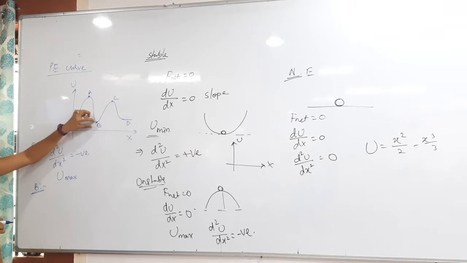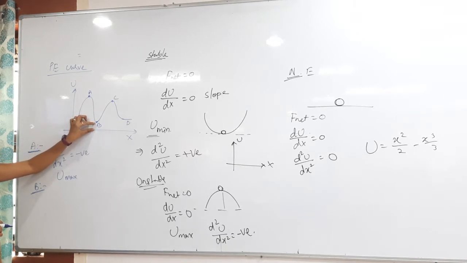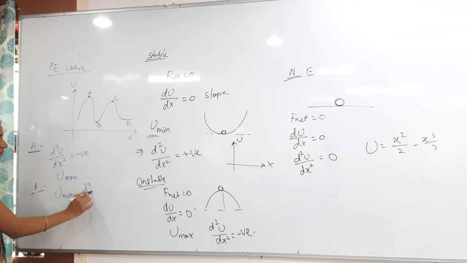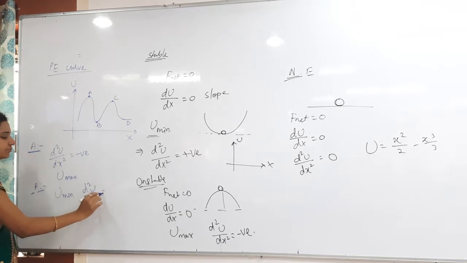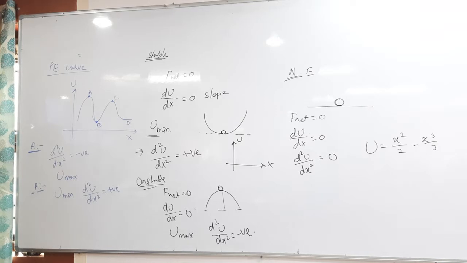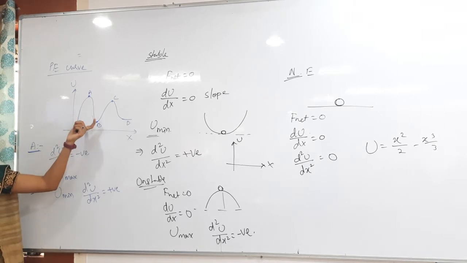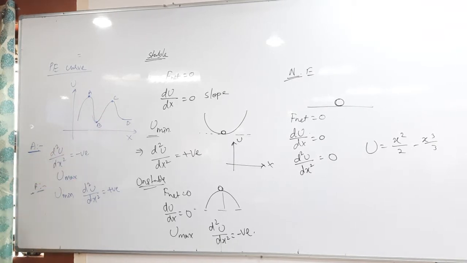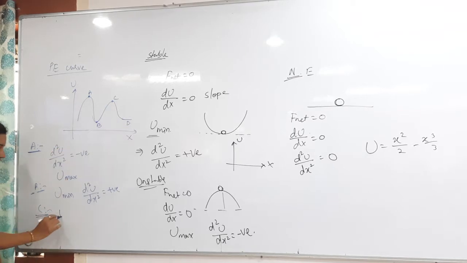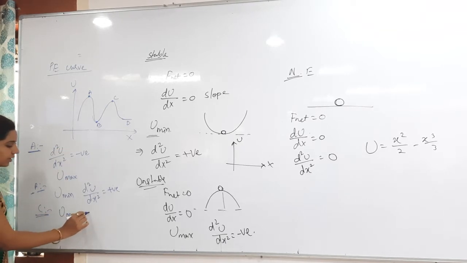So here what is happening? This is the potential energy, minimum only. So what can I say here? U minimum, curvature is positive. Why? Because this is in the upward direction. Whenever you do the double differentiation, you will get positive only. Then at C, U is maximum and the curvature is negative.